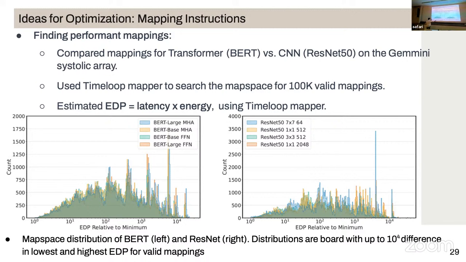And here's the result. On the left, you have BERT, and on the right, you have the CNN architecture ResNet. And what's interesting here is that from the mapping with the least EDP up to the one that uses the most EDP, there's up to a 10,000 factor of difference for the same valid mapping. So their claim here is that investigating the mapping space can yield really good results, because you might be decreasing your EDP by a factor of 10,000 in the best case.